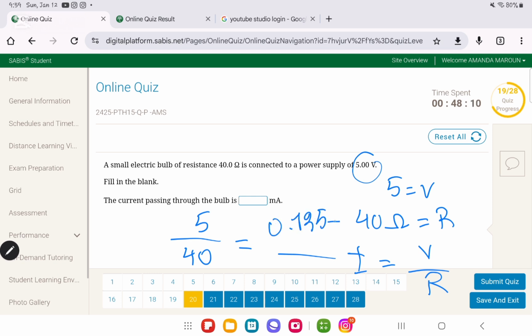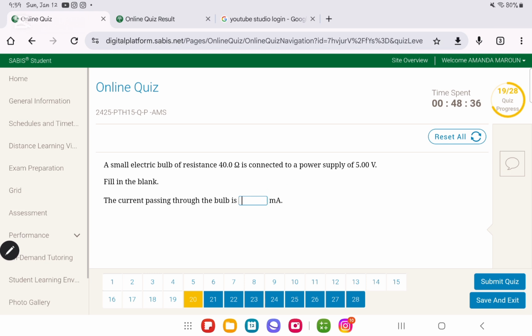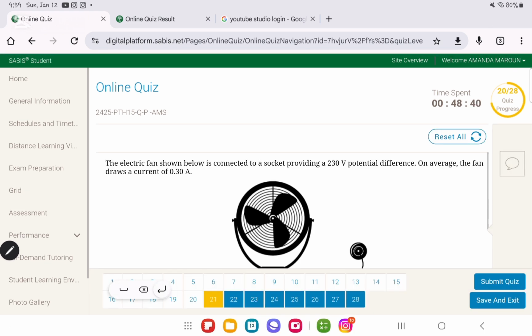0.125. But this is in what? In amperes. They need it in milliamperes. So to change from amperes to milliamperes, we multiply by 10 to the power of 3. So that's going to be 0.125 times 10 to the power of 3, which is then 125 milliamperes. So our answer for this one is 125. Moving on to question number 21.